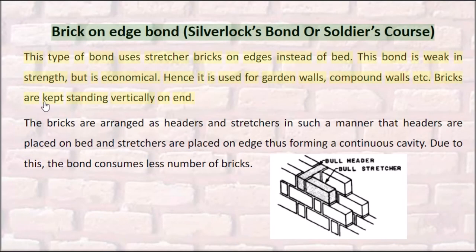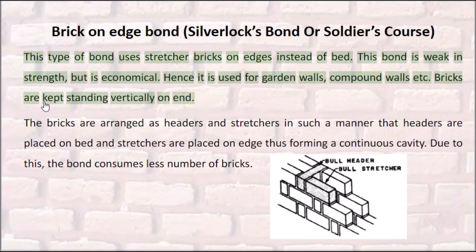Brick on edge bond, also called silver locks bond or soldier's course. This type of bond uses stretcher bricks on edges instead of bed. This bond is weak in strength, but is economical. Hence it is used for garden walls, compound walls etc. Bricks are kept standing vertically on end.